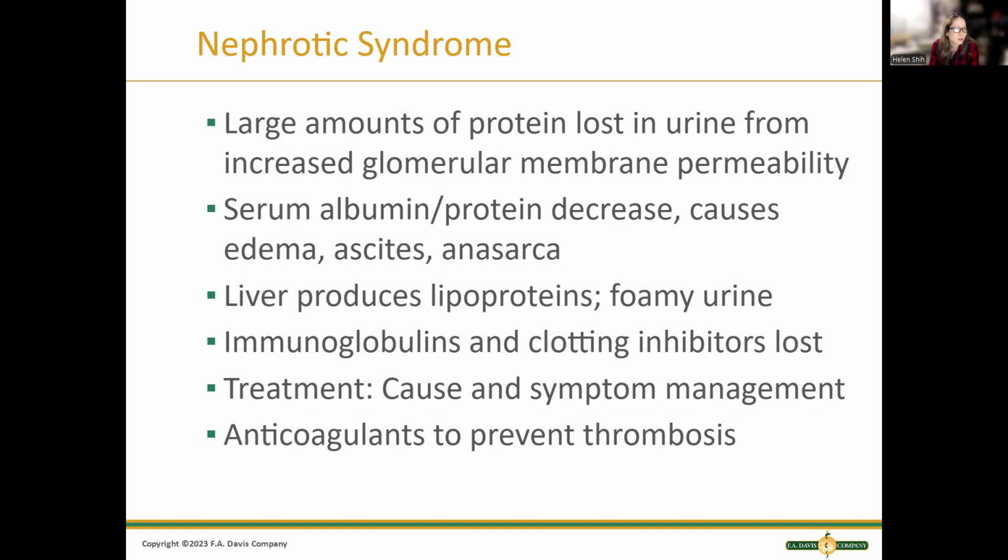And the liver will produce lipoproteins, which lipo means fat, protein means protein. So this is like a fatty protein in order to replace some of those albumin. However, anytime you have protein in the urine, whether it's the albumin form of protein or it's these lipoproteins produced by the liver, you're going to have foamy urine as a result.